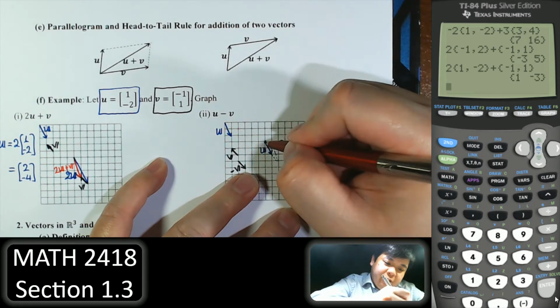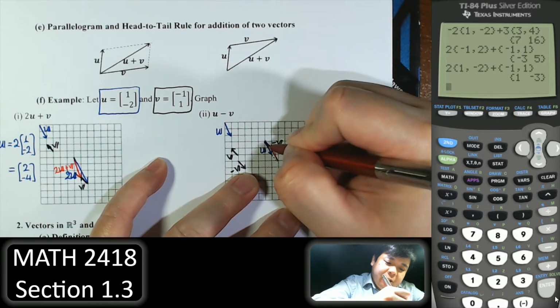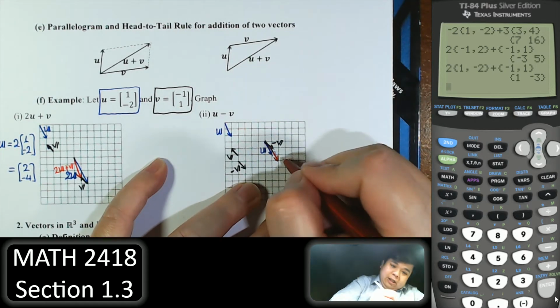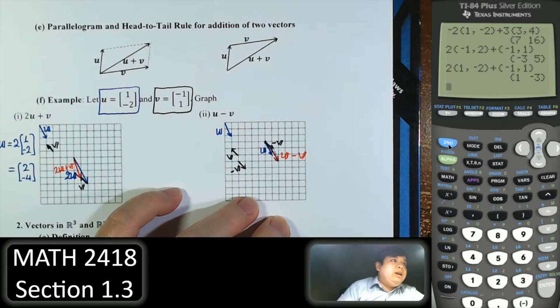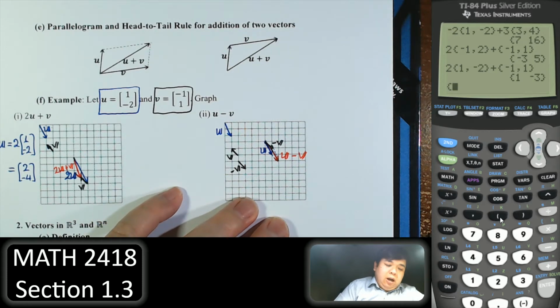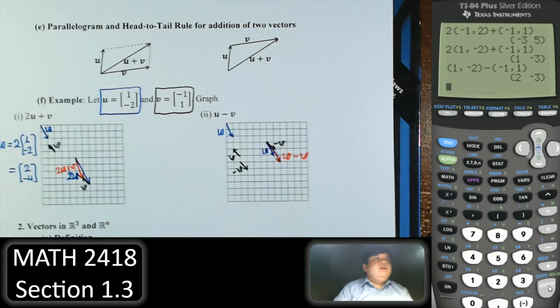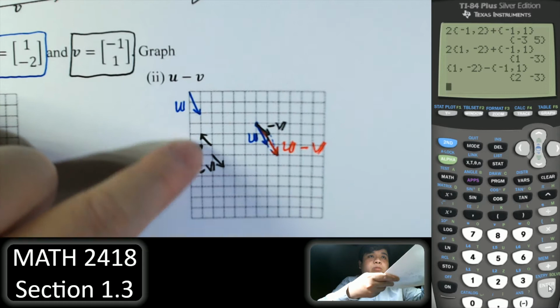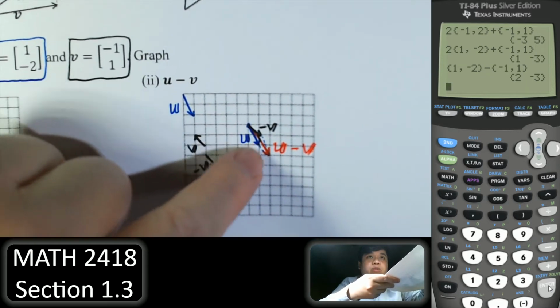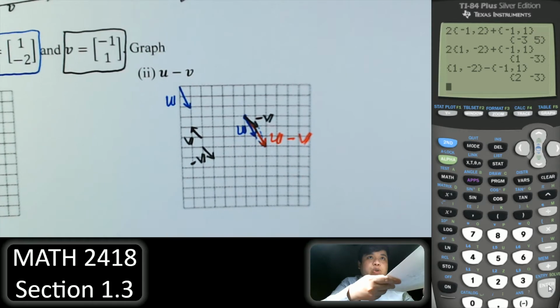And the diagonal is u minus v. Of course, if we do this by hand, u is (1, negative 2). Subtract v, (negative 1, 1). As you see, we have u and negative v opposite to v, and we draw the diagonal of a parallelogram. We should have u minus v.